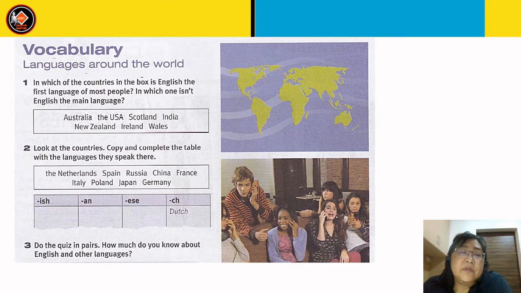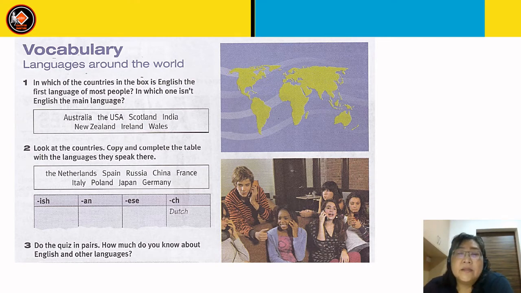Now let's move on to vocabulary. So for vocabulary, we are looking at languages around the world. In which of the countries in the box is English the first language of most people? Then, in which one isn't English the main language? So you have Australia, the USA, Scotland, India, New Zealand, Ireland, and Wales.